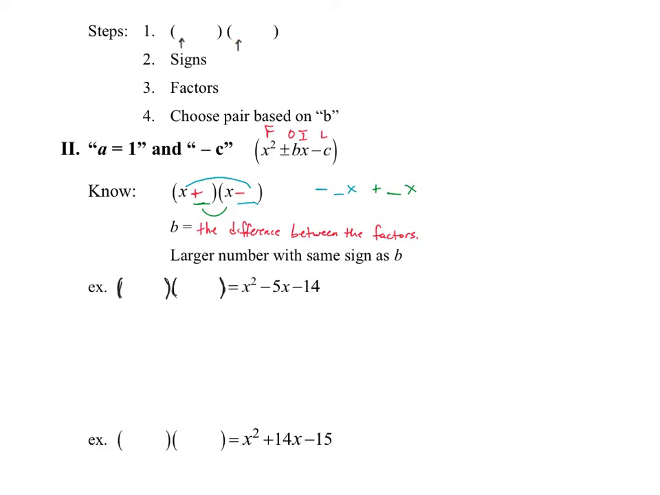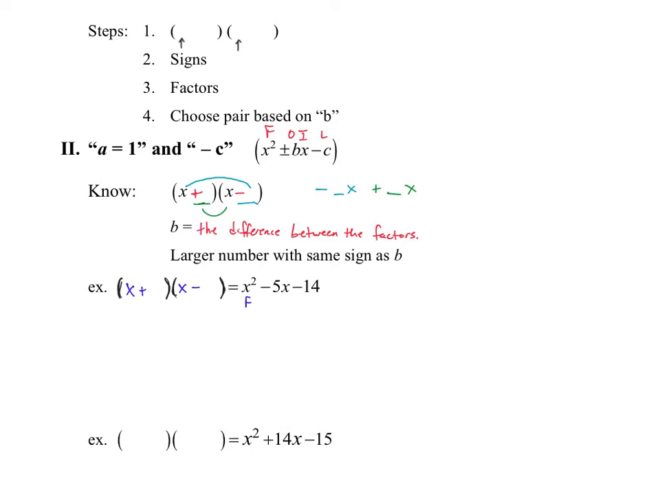If we have an x squared, we have to have an x and an x. So I'll write that in. So we have x and an x. And that's what gives us that thing right there. Second step, we look at the signs. Well, we have a minus 14 right there, so we know we have to have a plus and a minus. So we have that.